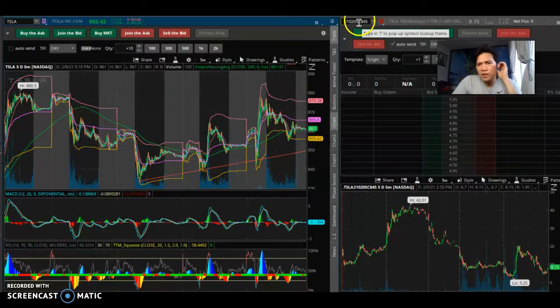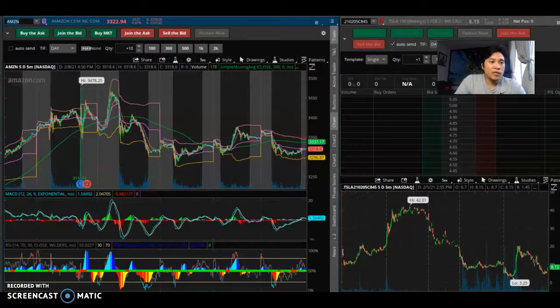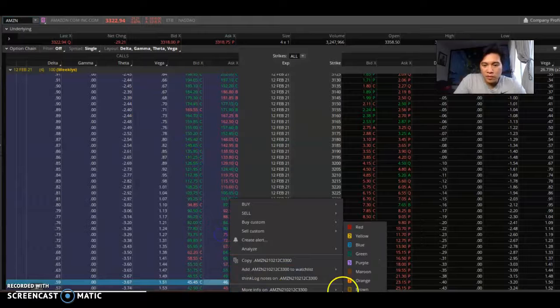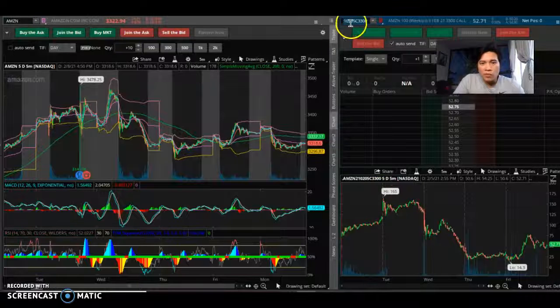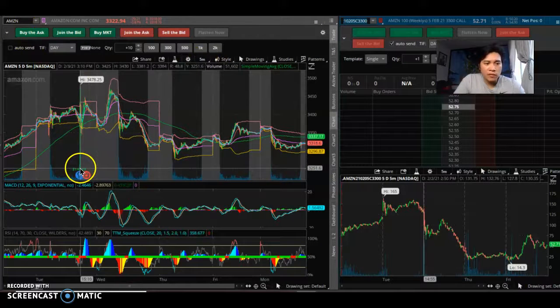Well, this is the next expiration. This one has expired already, so we'll go into Amazon and take a look at the expiration on Amazon and what we missed out on, right? So let's take a look at Amazon real quick. The expiration was on the 5th last week, 3,300, right? If we take a look over here, the support level after that earnings was right here.